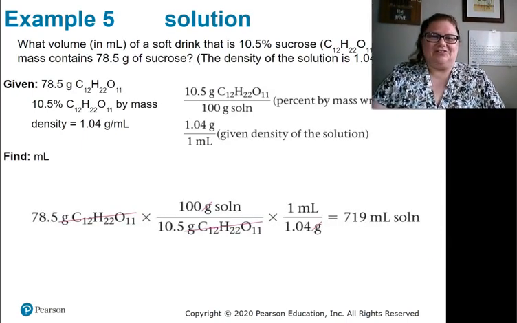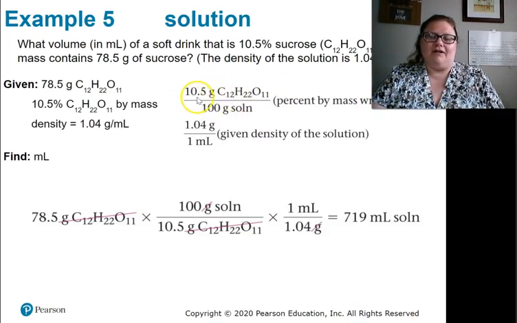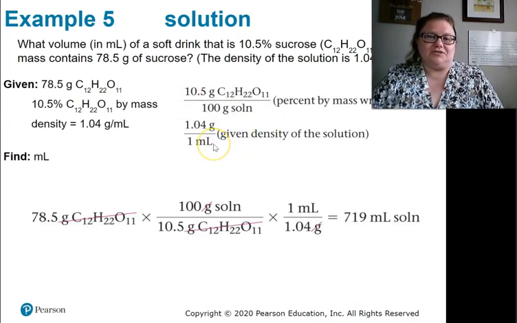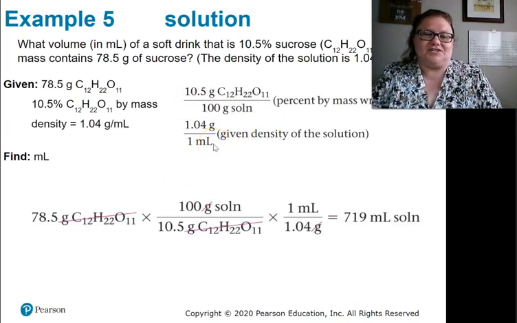Okay, so looking at this, we're going to use a couple different relationships here. These are written off to the right. We want the percent by mass written as a ratio, so we have the mass of our sugar per mass of our total solution. And then we're going to need the density. Our density was given in grams per milliliter, so you want to make sure that you're showing that correctly for our calculation.